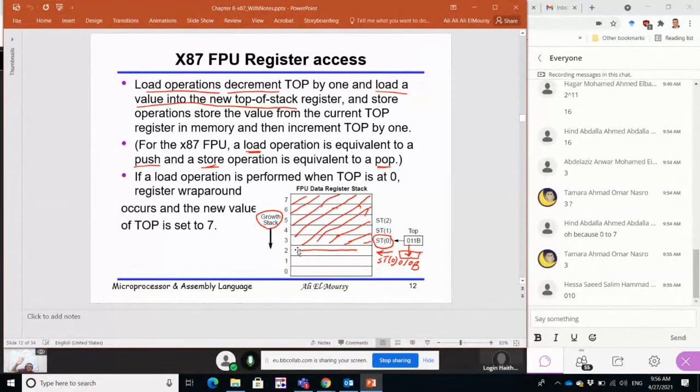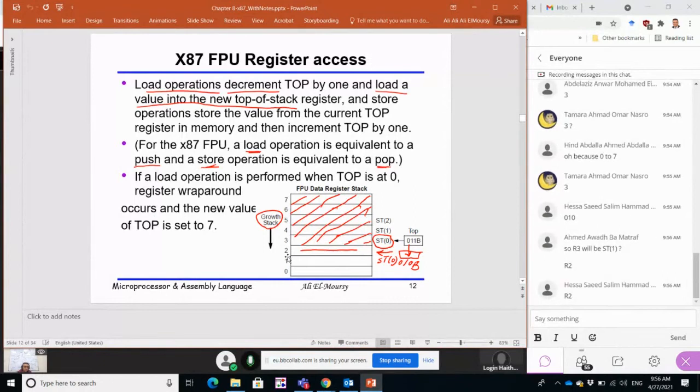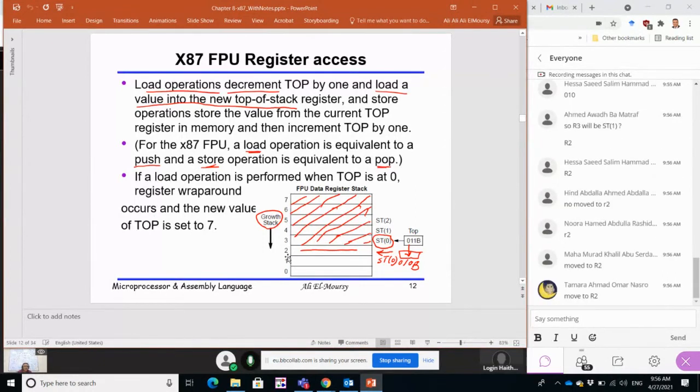What does the floating point load do? It decrements the top of the stack register inside the FPU data register stack, loads the data from the memory, and puts it into the new top. After the load here, where is ST0 pointing? Is it still pointing to R3, or has it moved to R2? Moved to R2. Bravo.